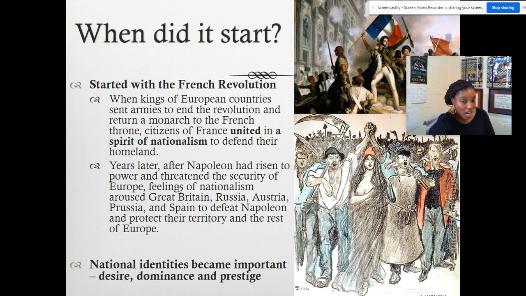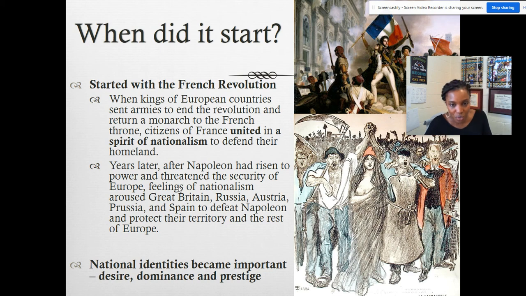And years later, after Napoleon had risen to power and threatened the security of Europe, once again these feelings of nationalism aroused Great Britain, Russia, Austria, Prussia, and Spain to defeat Napoleon to protect their territory and the rest of Europe. So that's kind of where we get this nationalism that begins to move up.